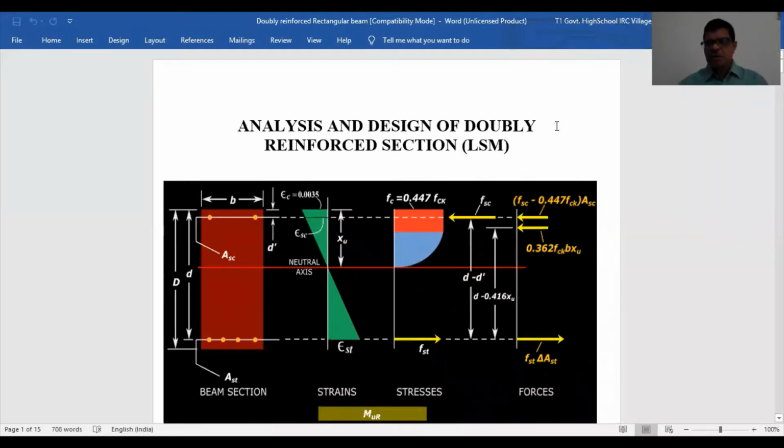Hello learners. In this class we'll discuss the analysis and design of doubly reinforced sections by the limit state method.